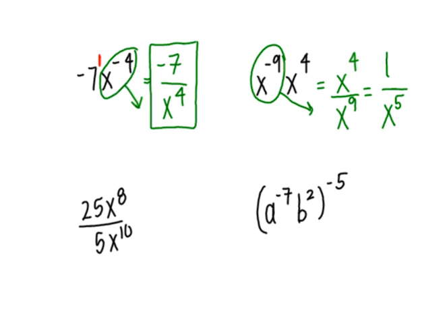Your next problem is 25x to the 8th divided by 5x to the 10th. Take them piece by piece. 5 goes into 25 5 times. 10 minus 8 would give me 2 x's left. Since 10 is larger, the 2 x's would be in the bottom. So this would be 5 over x squared.